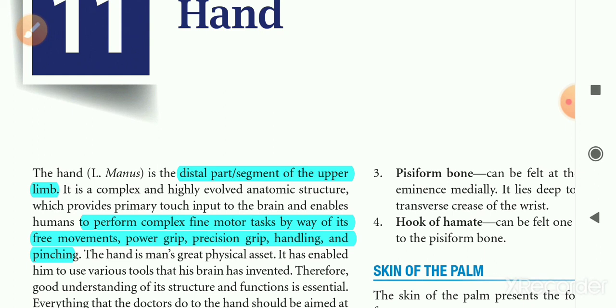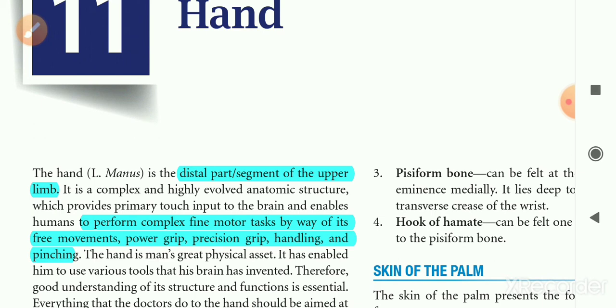Now let's see what the hand is. The hand is the distal part of the upper limb, and it performs complex fine motor tasks such as grip, handling, writing, painting. So the muscles of the hand help us in any complex movement.